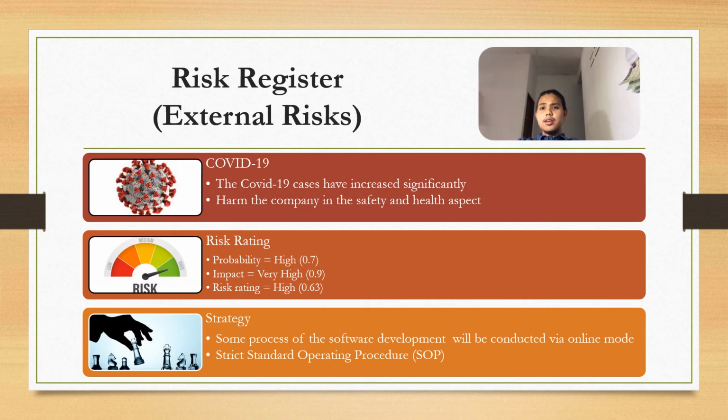The first risk register of the external risk is the COVID-19 virus. This is because COVID-19 cases have increased significantly due to the Omicron variant recently, and it can harm our company in terms of safety and health.